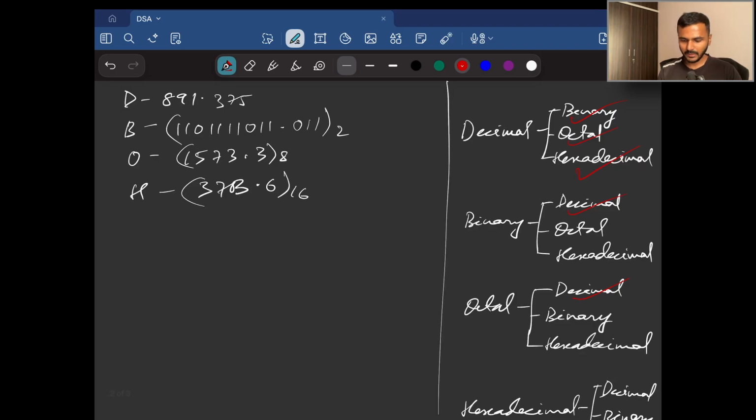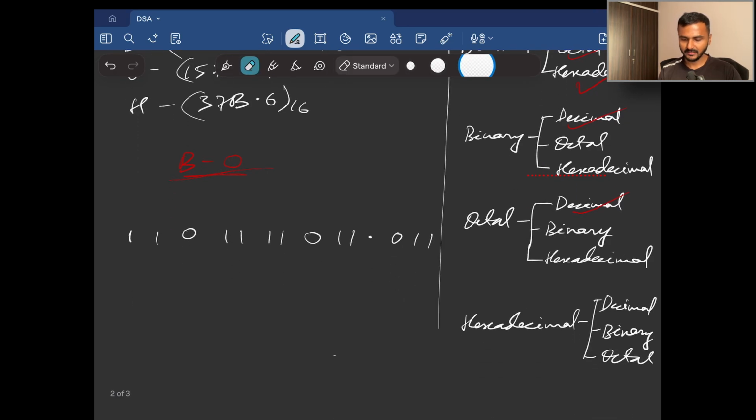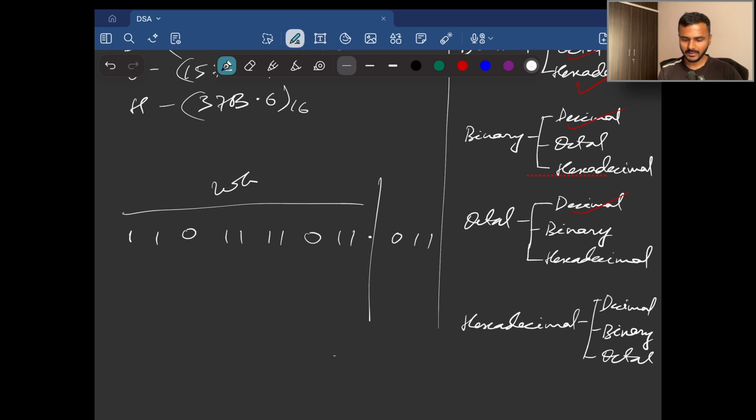Next, let's talk about converting binary to octal. For that, we're going to take this binary number. Let me note this down. This will be 1 1 0 1 1 1 1 0 1 1 dot 0 1 1. Now, what we will have to do next is divide this number in two parts. Again, the whole number part and the fractional part.